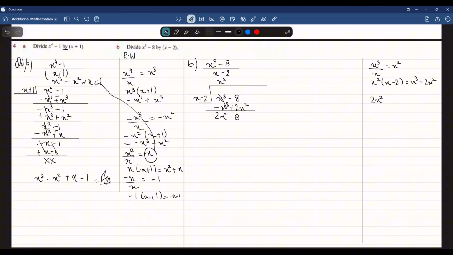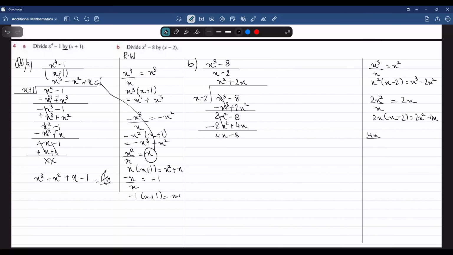After 2x² minus 8, we divide 2x² by x to give us 2x. Now we multiply 2x by x minus 2 to give us 2x² minus 4x. Again, x² plus 2x is going to give us 2x² minus 4x. We multiply the whole equation by negative by changing their signs. Cancel this, and we get 4x minus 8 here.